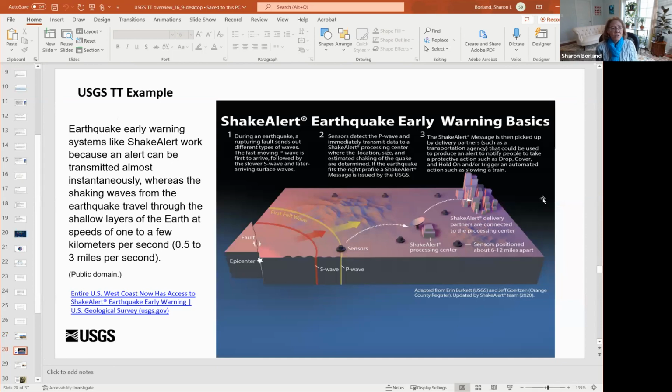USGS has been working on this system for many years, and has also worked with many other partners, including state and local government agencies and universities. The system is not patented, but the ShakeAlert name is trademarked. And we do have some ability to license out the trademark.